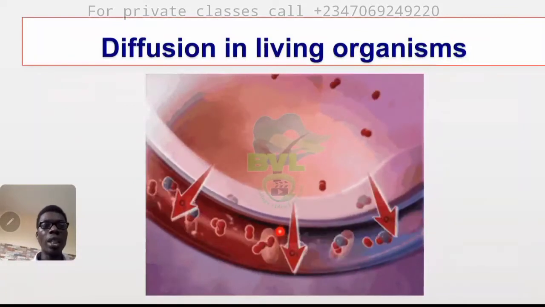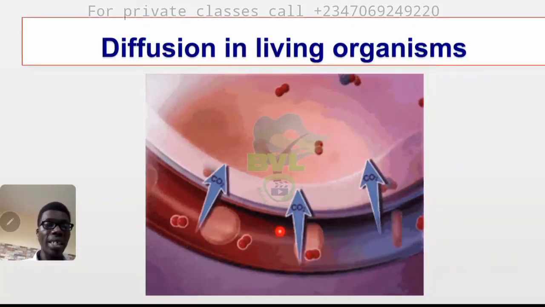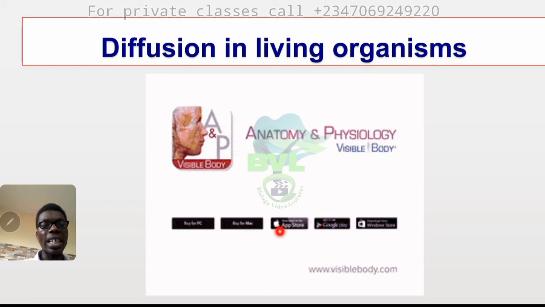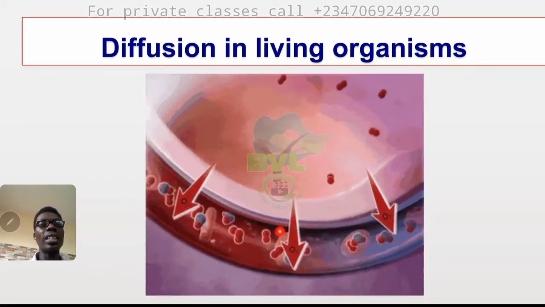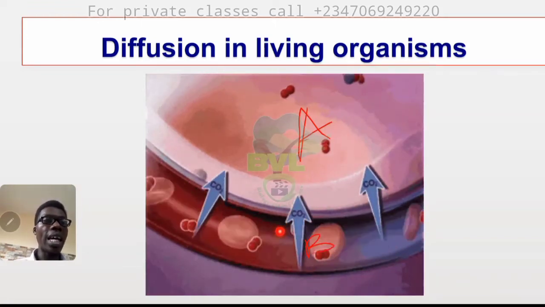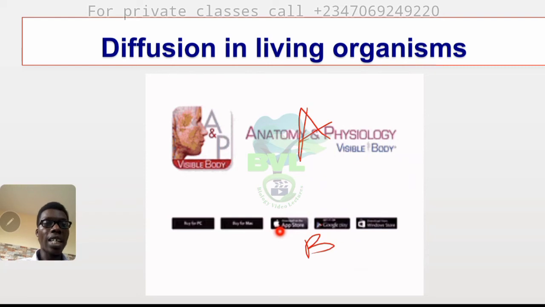Now, diffusion in living organisms. This is a GIF that's going to play here and there. I took this from, the credit goes to, the Visible Body anatomy and physiology. Basically here, it's going to play again now. You see, this is the lungs. The A is the lungs, the B is the blood vessel. It's going to play again. Sorry, I just need that first part really to show this.